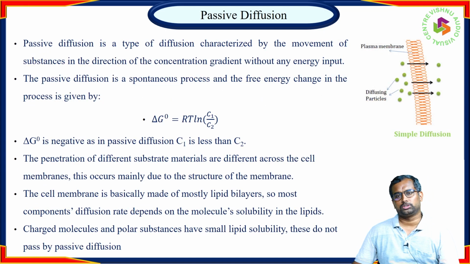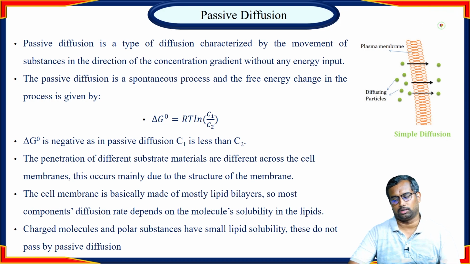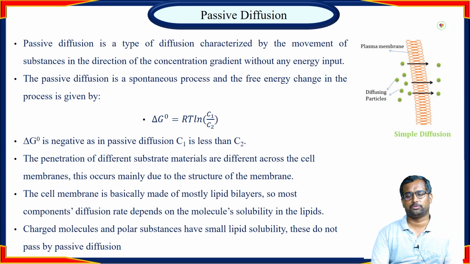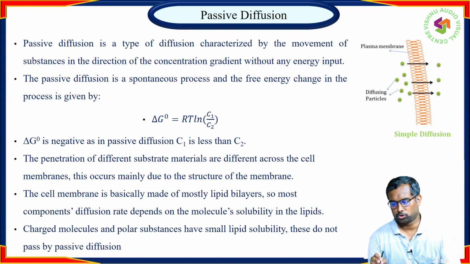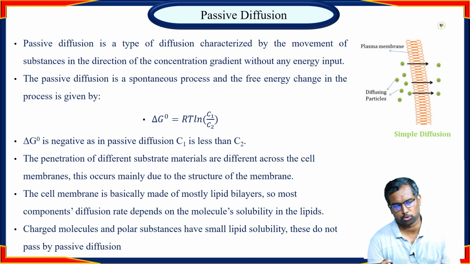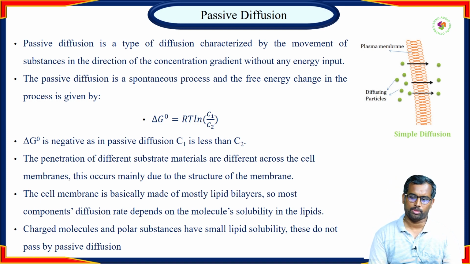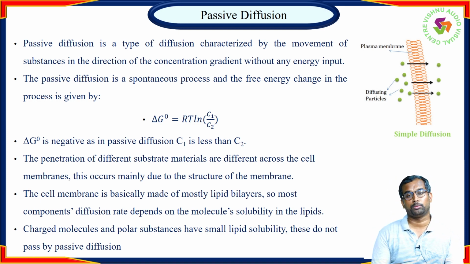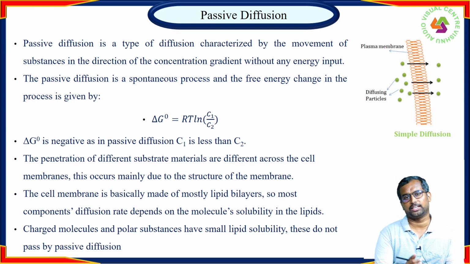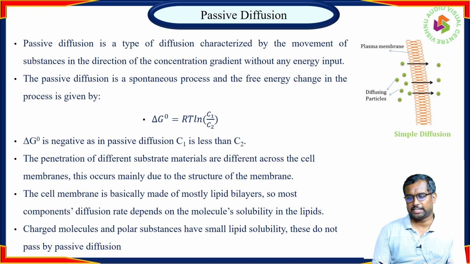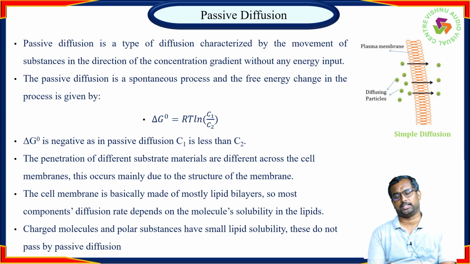Now coming to the passive transport phenomenon. As I have told you, passive transport is divided into passive diffusion as well as facilitated diffusion. Passive diffusion is a type of diffusion characterized by the movement of substance in the direction of the concentration gradient without any energy input. So it is much similar to a simple diffusion process.